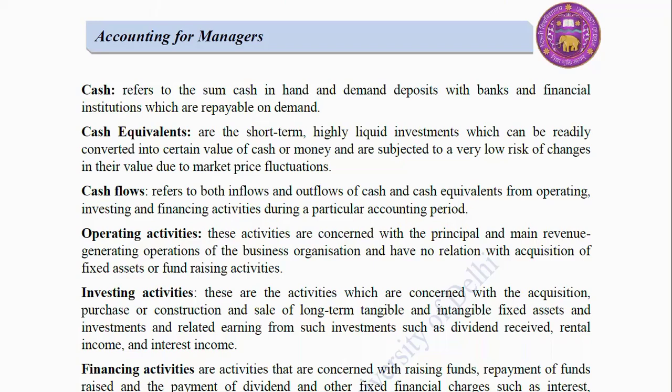Cash flows refers to both inflows and outflows of cash and cash equivalents from operating, investing, and financing activities during a particular accounting period. Operating activities. These activities are concerned with the principal and main revenue generating operations of the business organization and have no relation with acquisition of fixed assets or fundraising activities.